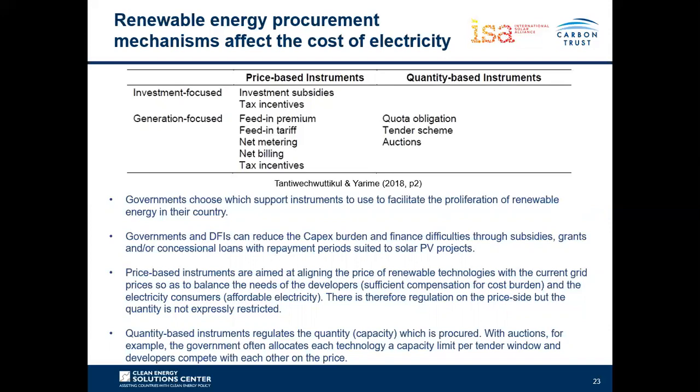Whereas in a quantity-based procurement mechanism, such as an auction or a tender scheme, they would cap the quantity. So they would say, we're capping it at 250 megawatts of solar PV power, just as an example, and the developers then bid against each other on the price and the economic performance measures to see who will actually get awarded the project in the end. So there, the price is not known, it's competitive, but the quantity is capped.